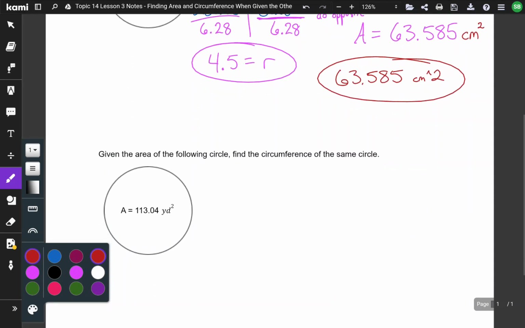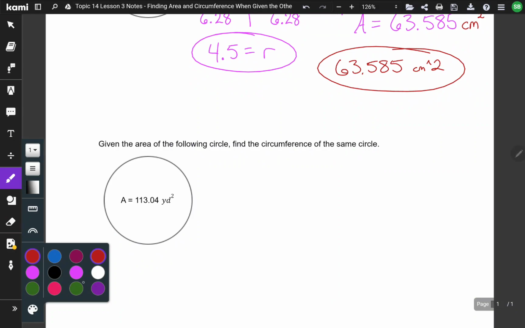Now we're going to work backwards here from area to circumference. So I know that area is pi r squared, which is pi times the radius times the radius. So my area, my A, is 113.04 equals pi is 3.14 times the radius times the radius.